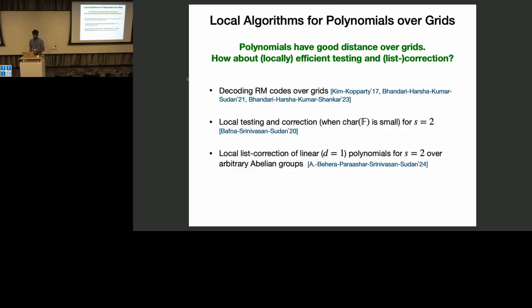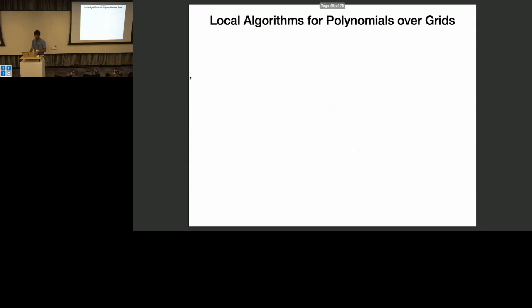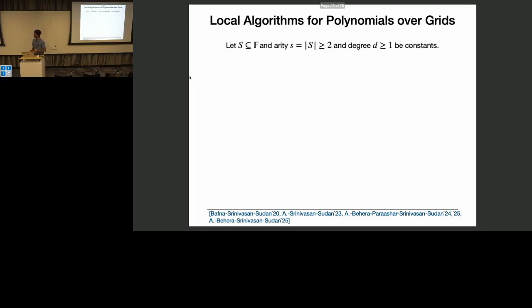And in joint work with Amireddy, Parashar, Srinivasan and Sudan, we showed that when the degree is 1, you can also get local correction and local list correction. And in subsequent works, we extend this to more general domains.